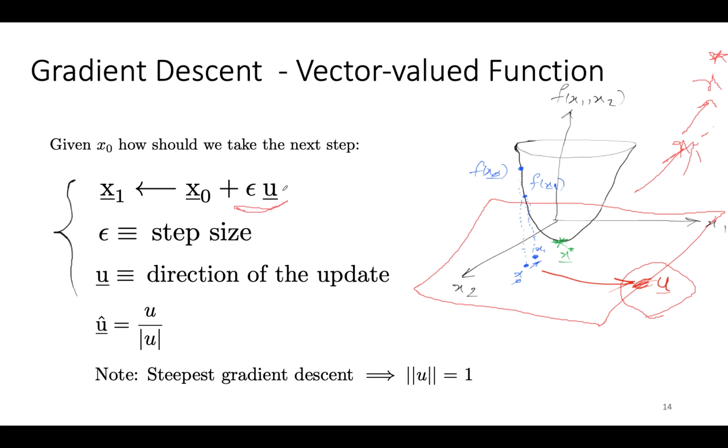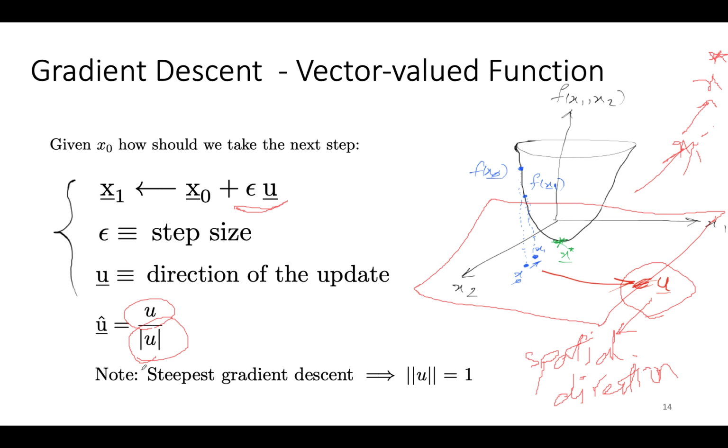And actually this one, the vector of u, shows us the spatial direction. Epsilon was equivalent to the step size, and u shows us the direction of the update. And you can just find that estimate as this is a norm, right? Norm of u.